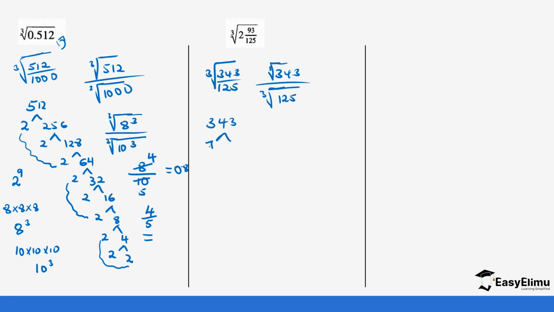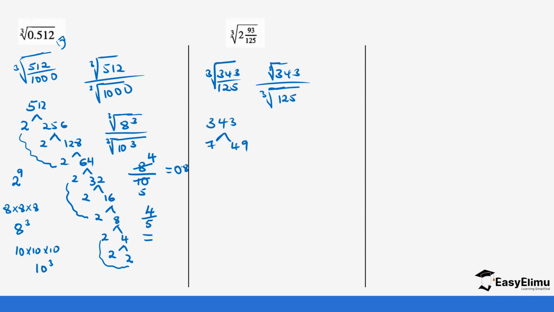We start with 7, which gives 49. So sometimes you have to do a bit more math. We start with the lowest, which is 2, and then you go to 3. If it's not possible, you go to 4. If it's not possible, you go to 5. If it's not possible, you go to 6, and so on and so forth. So 7 is the least factor that you can divide 343 with.